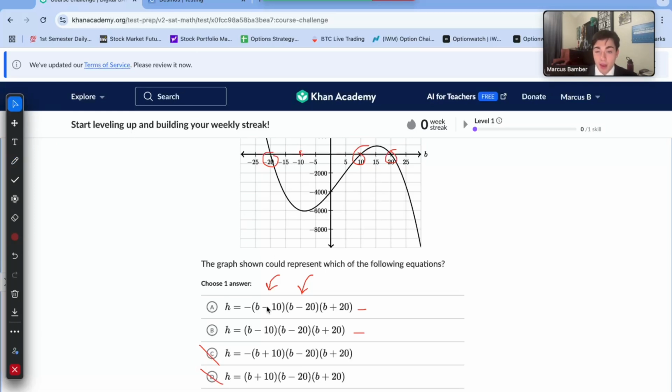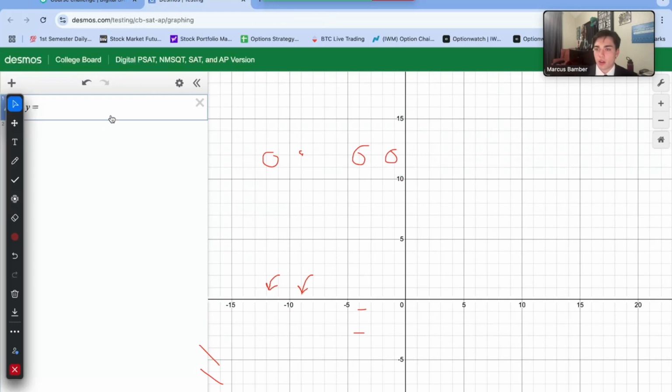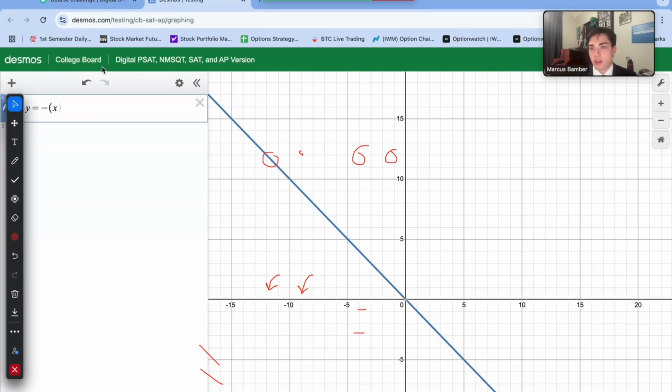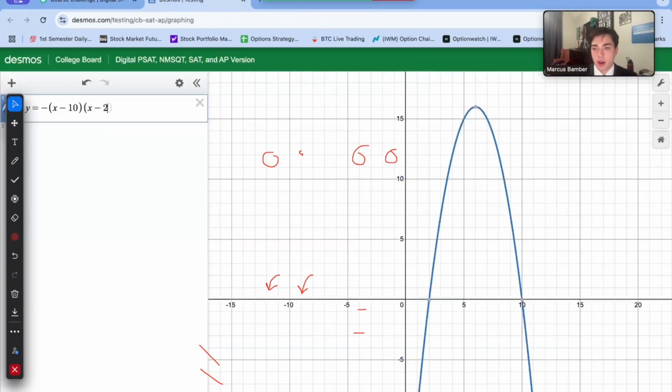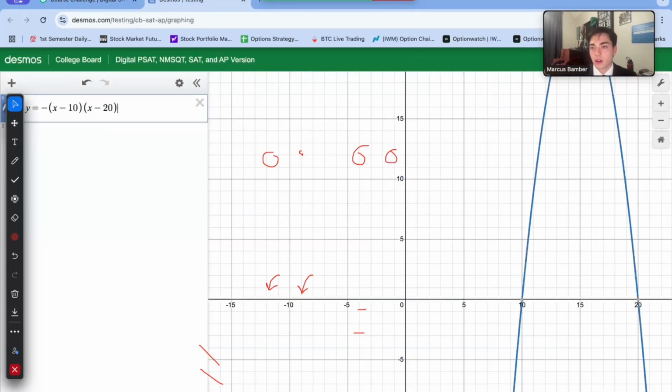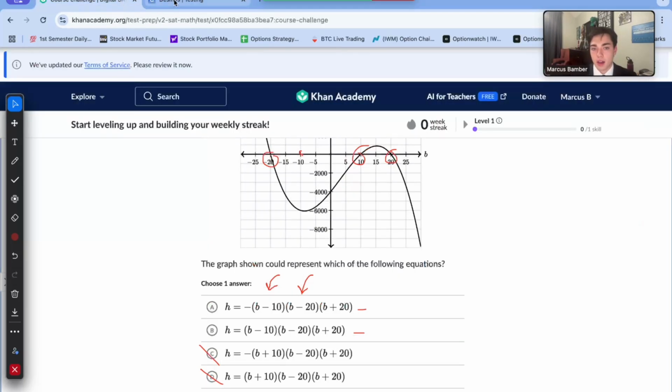They're the same apart from A has a negative sign in front of it. So we're going to start with negative x minus 10 as in the first parentheses, our second one is x minus 20, and then our third one is x plus 20.